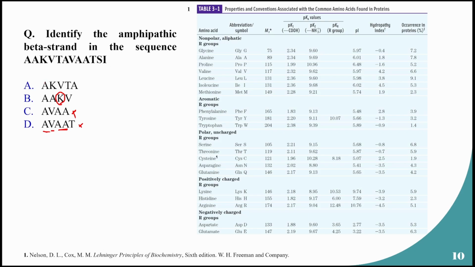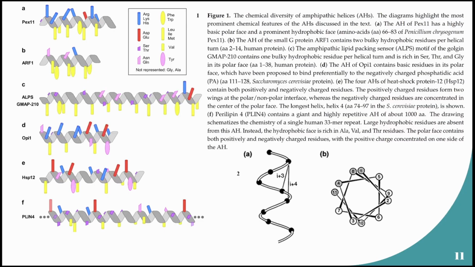However, in this particular case, the upper one, option A, you see alanine as a non-polar aliphatic R group containing amino acid. You see lysine, that's the charged amino acid. You see valine, also non-polar, threonine is polar, and then alanine is non-polar, right? So this one fits all of the boxes. In this case, the amphipathic beta strand will be option A. Now, there are some importances for the amphipathic beta strand.